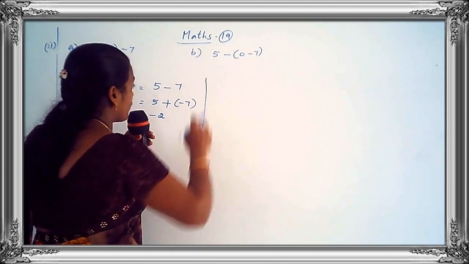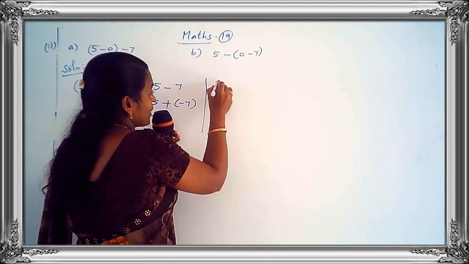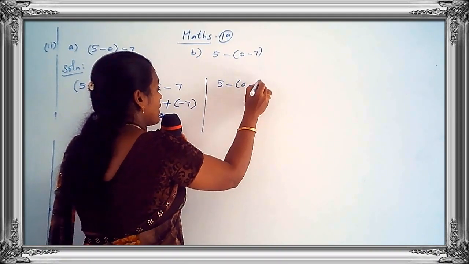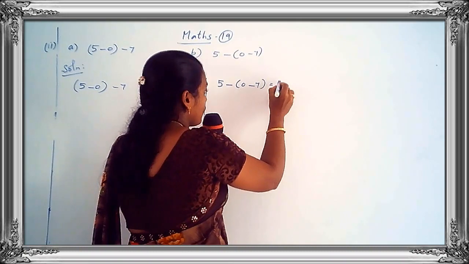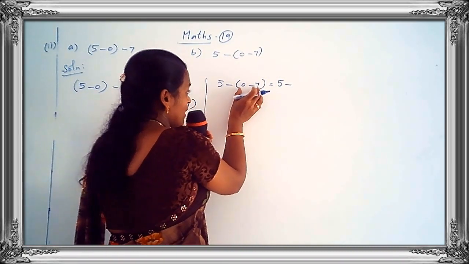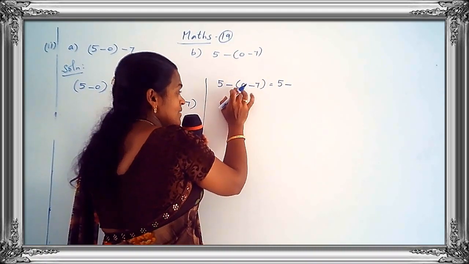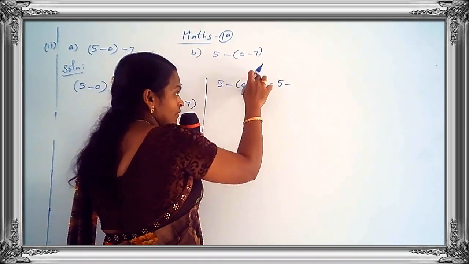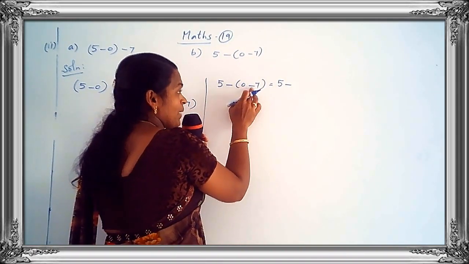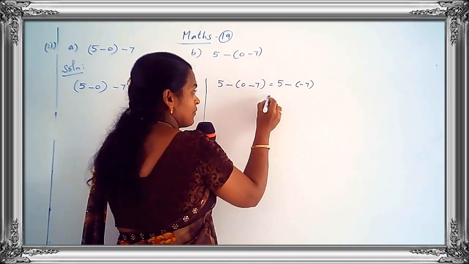Yes. Now we have to find the value of B part, okay. In B part what is given? 5 minus 0 minus 7. So 5 minus 0 minus 7 is 5 minus, what is the value of 0 minus 7? Minus 7, yes children. So 0 minus 7 is equal to minus 7, okay.